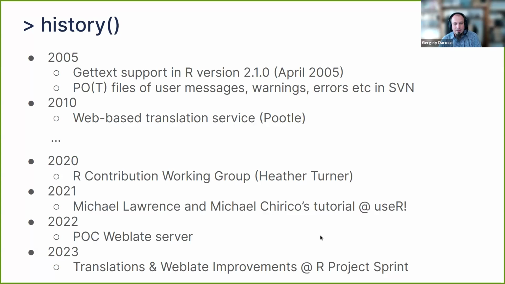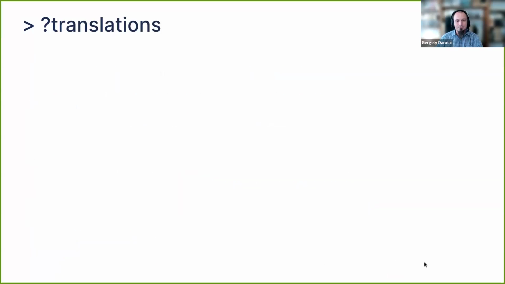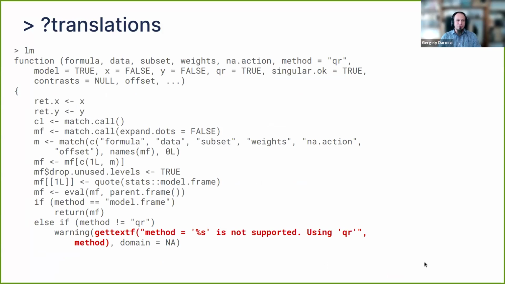Last year, this was one of the projects at the R project sprint, to make some improvements in this Weblate server, and many teams picked up on using Weblate because it can really help with the boring parts of the translation. So both the previously mentioned technical bits, and it also integrates some AI tools to help with the translations. So this is the background that I wanted to share, and now we can switch to the actual translation.